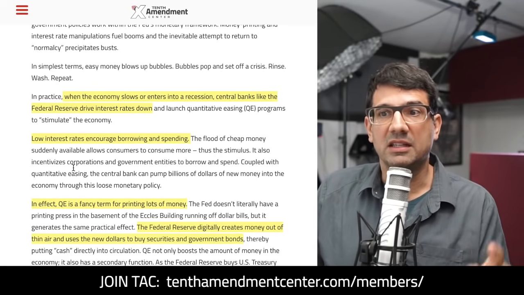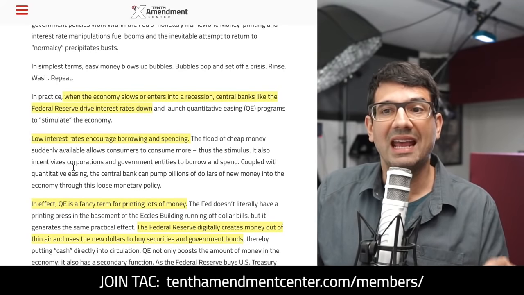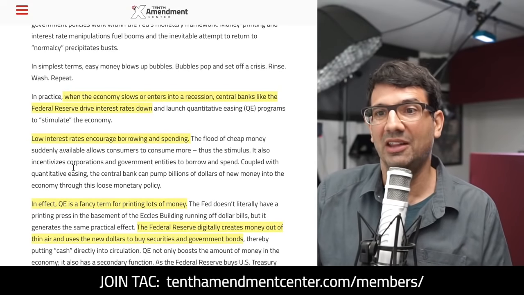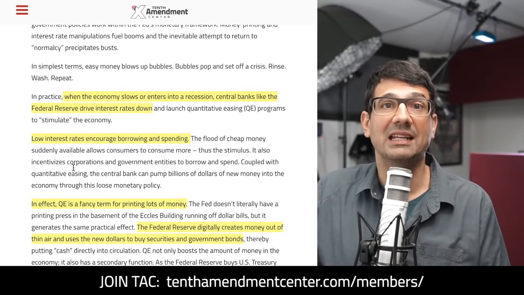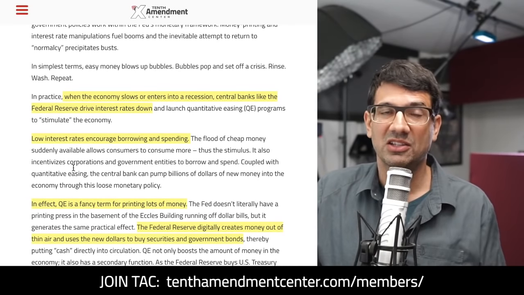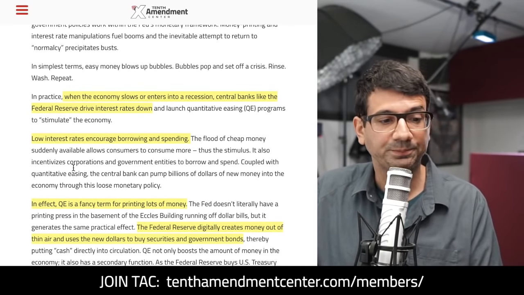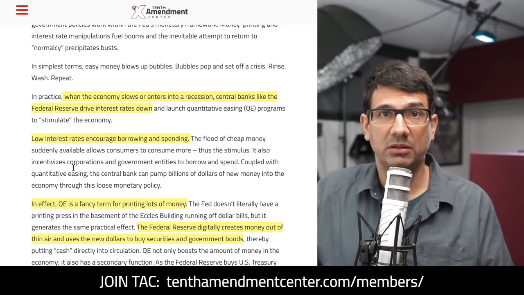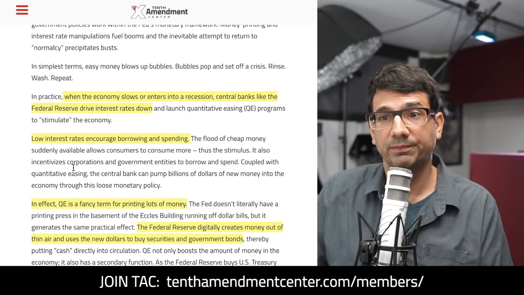Mike points out this. He says it also incentivizes corporations and government entities to borrow and spend. And we know government is a whole other level on the amount that it spends. If you're looking at a national debt, for example, around $23 trillion, which doesn't even cover everything. Someone has told me, and maybe it was Shane Lackey, that with all the unfunded liabilities, you're talking maybe, I don't know, $100 trillion, something like that.